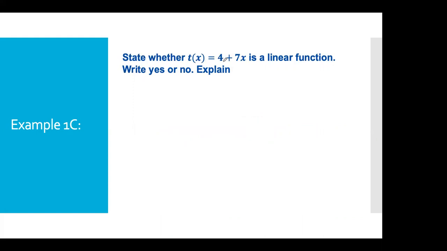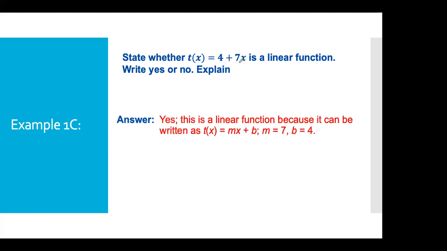And for this example, we have t of x equals 4 plus 7x. Is it a linear function? Yes, it is because it does follow the format of mx plus b, just it's going to be b plus mx. So yes, it is a linear function, and we can again tell that because our exponent here that we don't see is 1. Our slope would be 7, and our y-intercept would be 4.